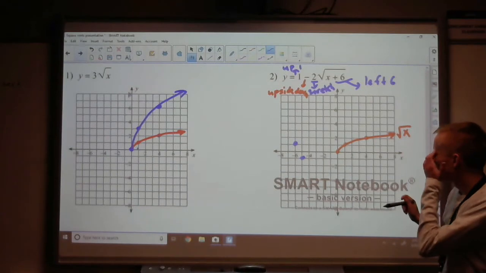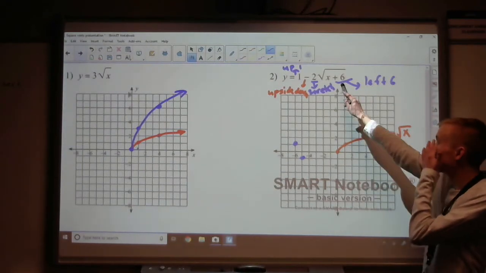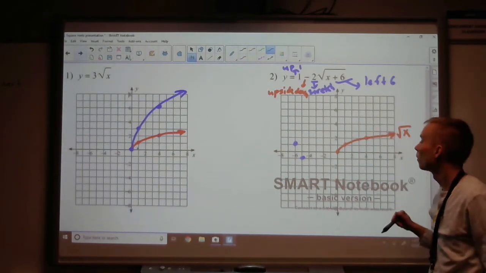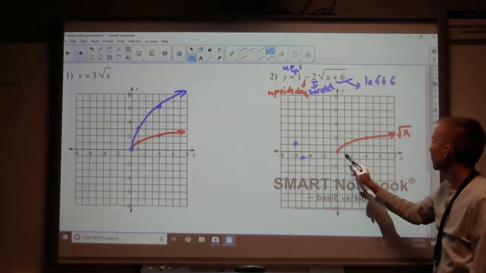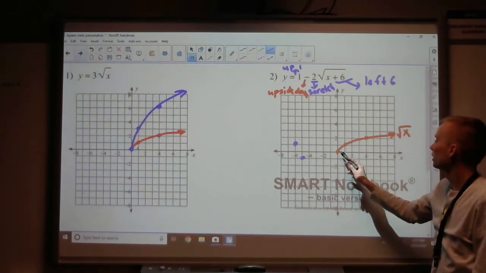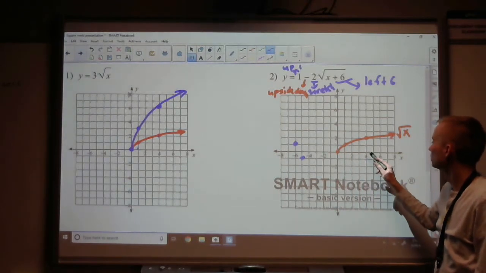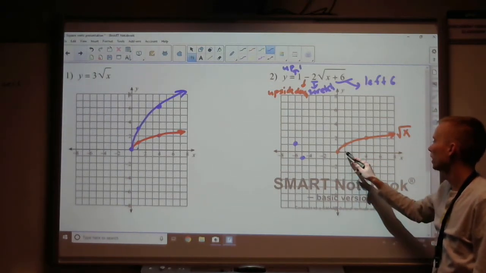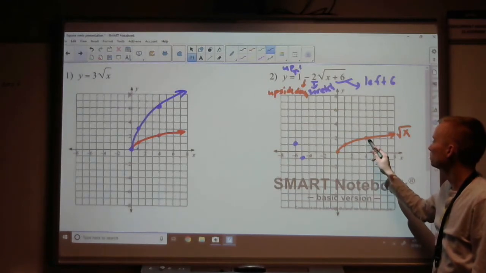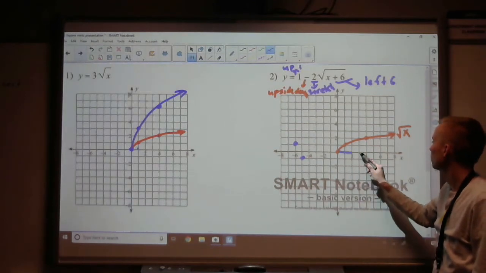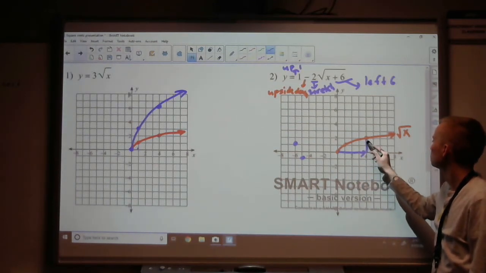And then to get another point, I could just plug in a number for x to get more points along this. But I could figure out another point by noting when I go over 4 from this one, I go up 2. Okay? When I go over 4, I go up 2. Over 4, up 2. Okay?